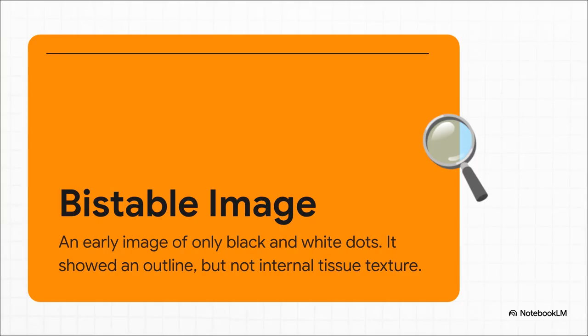Okay, think of it like a light switch. It's either on or it's off. There's no dimmer. So an echo coming back to the machine was either strong enough to make a white dot on the screen, or it wasn't. That's it. The result? You could kind of see the outline of an organ, a silhouette, but you had absolutely no idea what was going on inside of it. And of course, doctors knew all the important stuff was in the details they just couldn't see yet.